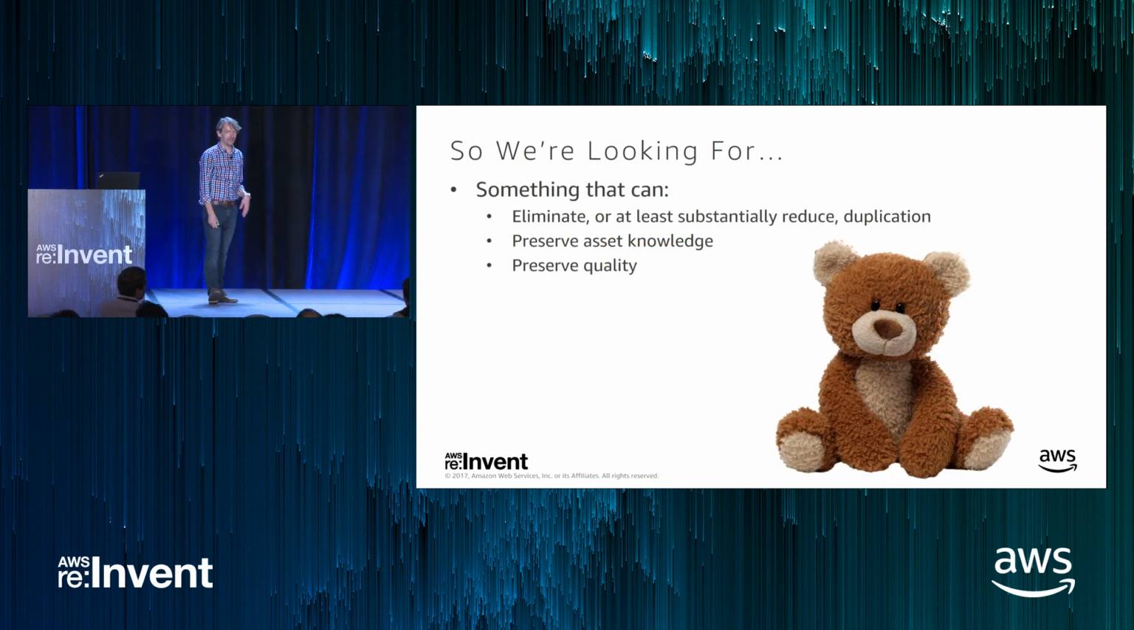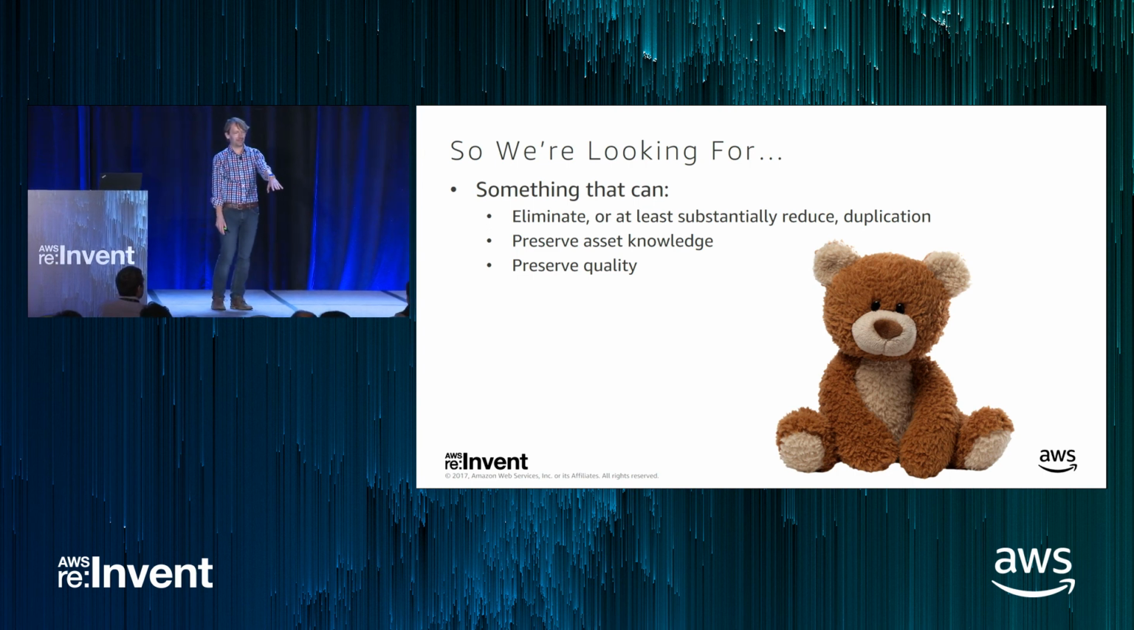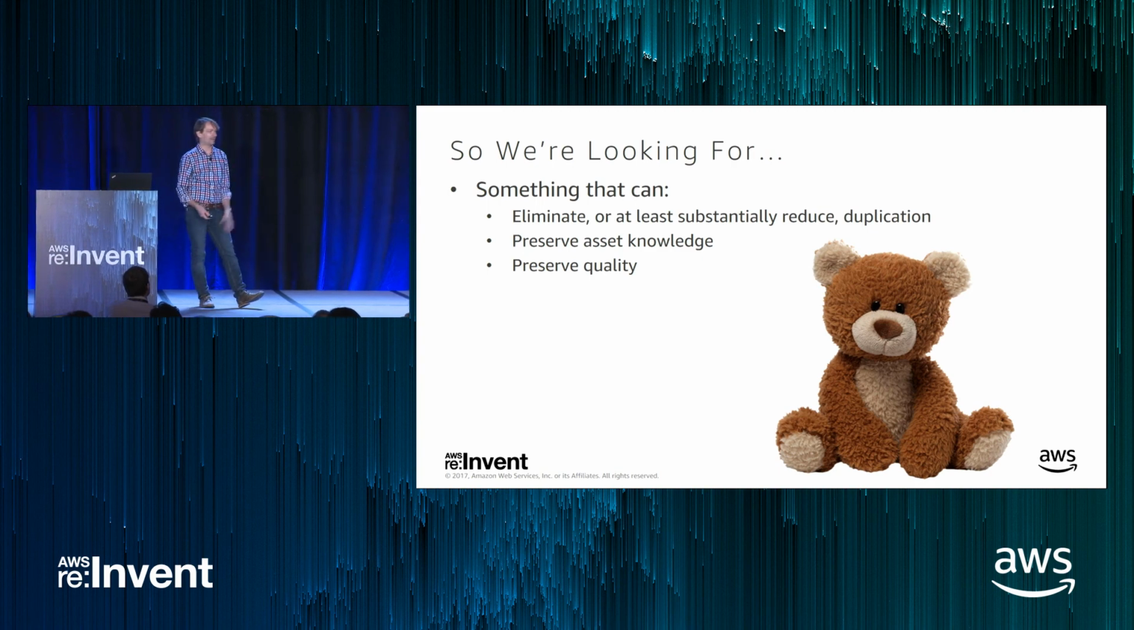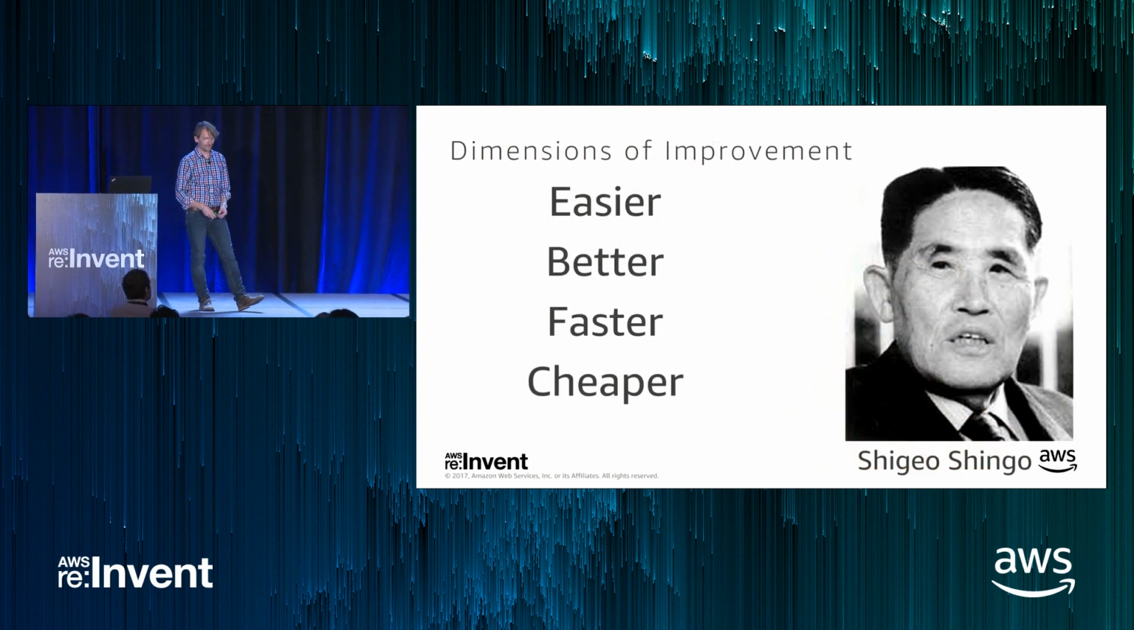So, and this is Steve Fish's teddy bear, I thought it was appropriate. We're looking for something that could eliminate or at least substantially reduce duplication, preserve asset knowledge, and preserve quality. How can we go about doing that? I thought that this was very lean, so if you know Shigeo Shingo, he's the Toyota father of total quality management and the person that originated a lot of the concepts around lean and elimination of waste. So these are the dimensions: easier, better, cheaper, faster. That's really what we want.